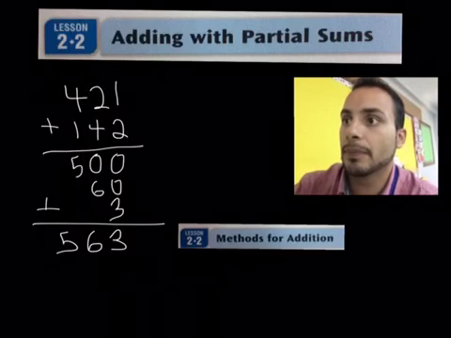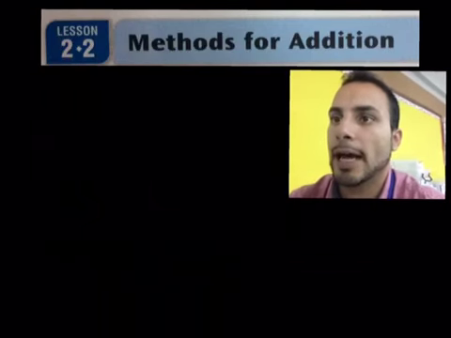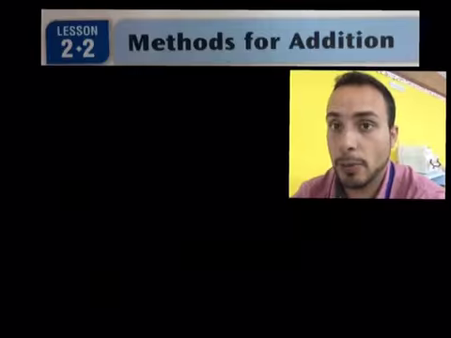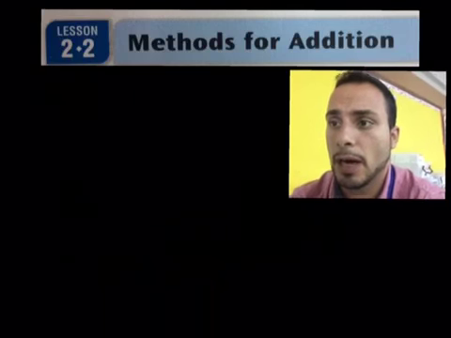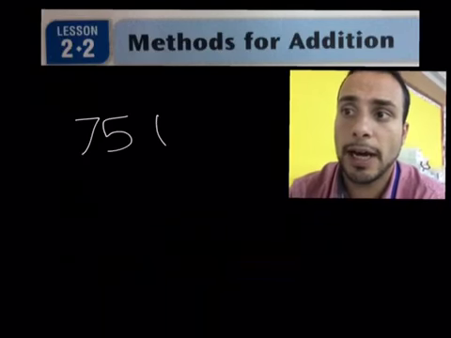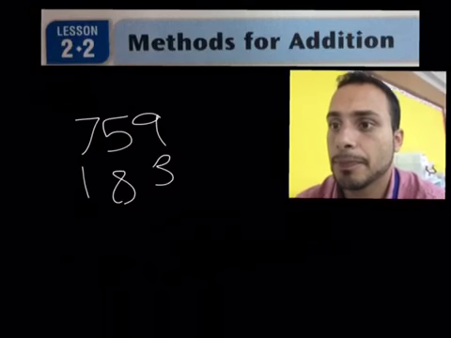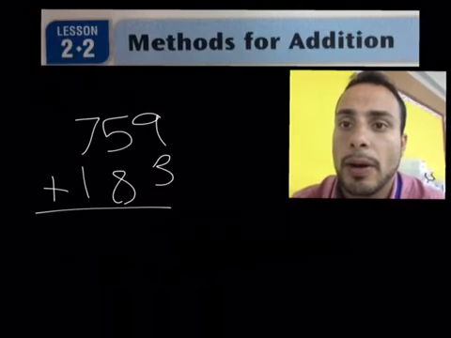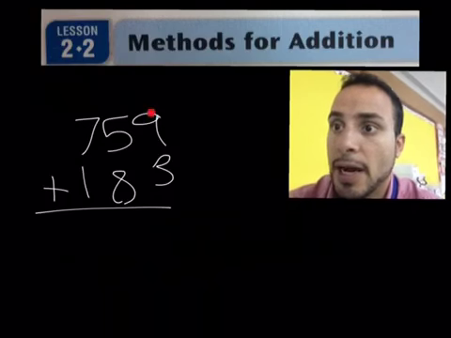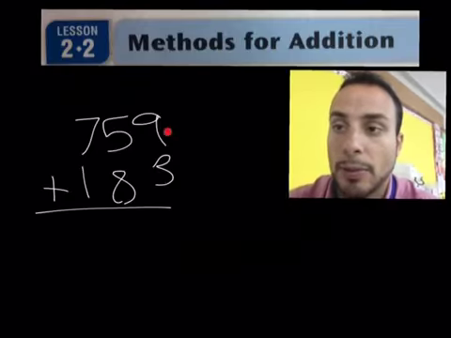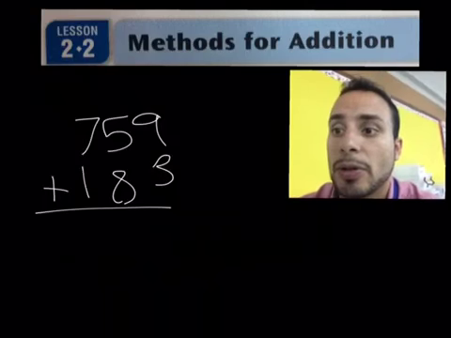Let's work with the different methods that we can use. So we just looked at the partial sums method where we added by place value, or we could also just do the traditional style. Let's say you're going to add 759 plus 183. Okay, traditional style, we have to carry what we have extra. So let's say we have the 9 plus 3. We start on the right side instead of the left side this time. So on the right side, 9 plus 3. It's going to give us 12.